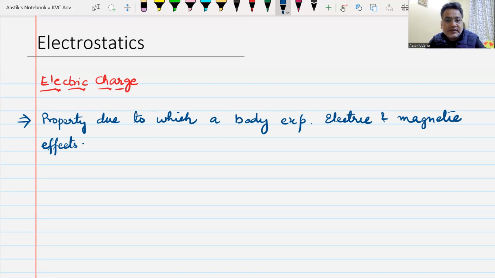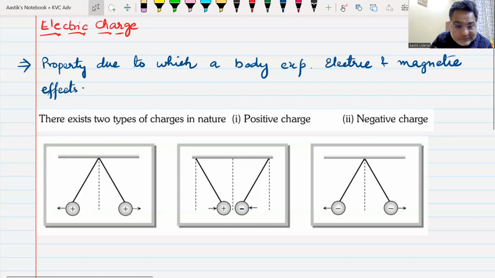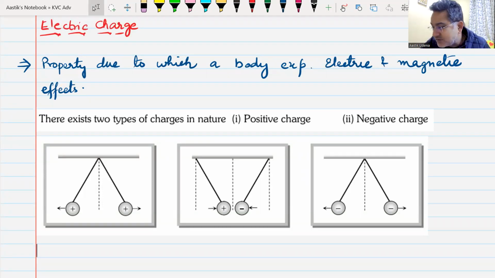Then we must know that there are two types of charges, positive and negative. Like charges repel each other and unlike charges attract each other. Simple example: two positive charges will repel each other. Two negative charges will repel each other. One positive and one negative charge will attract each other.